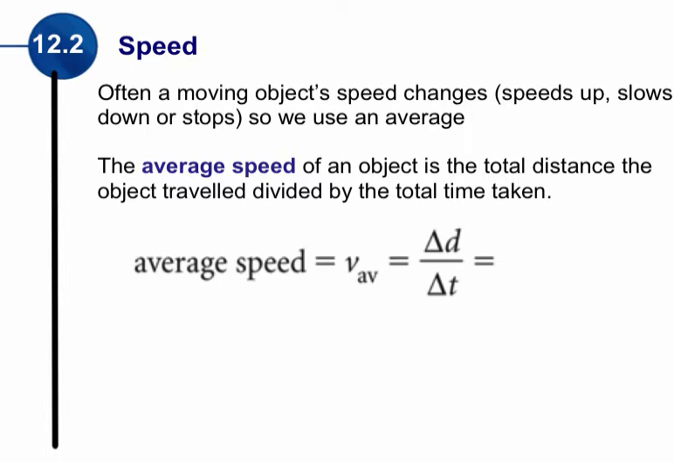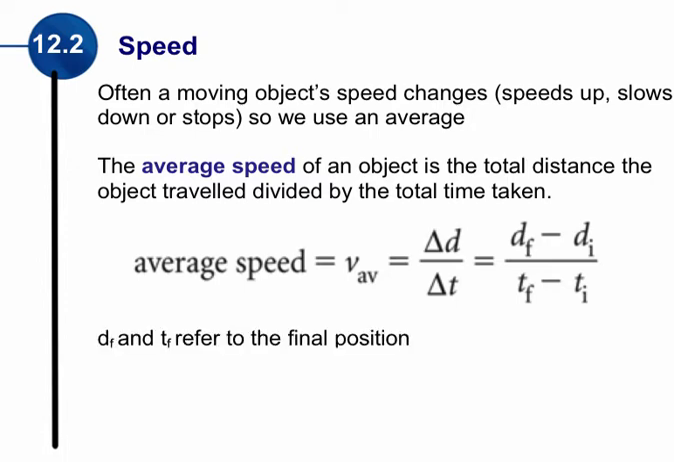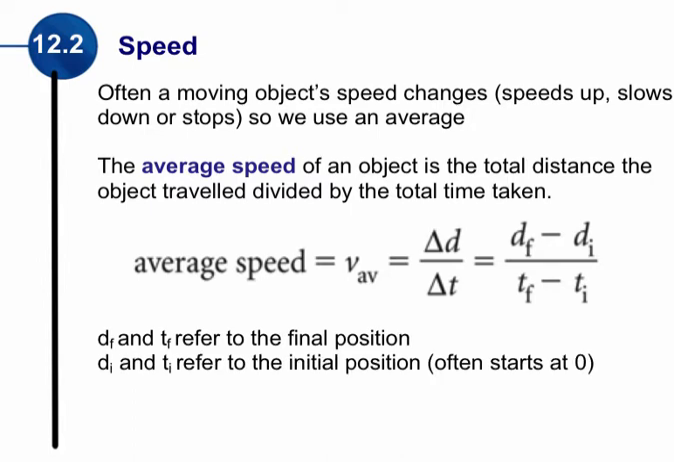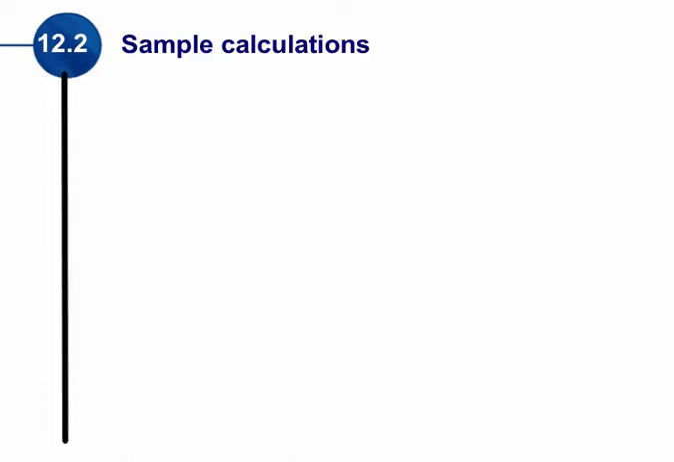Now sometimes we're given total distance, total time. Sometimes we're just given the d final, d initial, t final, and t initial. And d final and t final refer to the final position, the distance at the end of the motion, the time at the end of the motion. And along those same lines, d i and t i refer to the initial position, the starting point and the ending point. Now when we are measuring an object, often it starts at 0. So very often our d initial and t initial turn out to actually be 0 when we do our calculations. So let's look at a calculation.